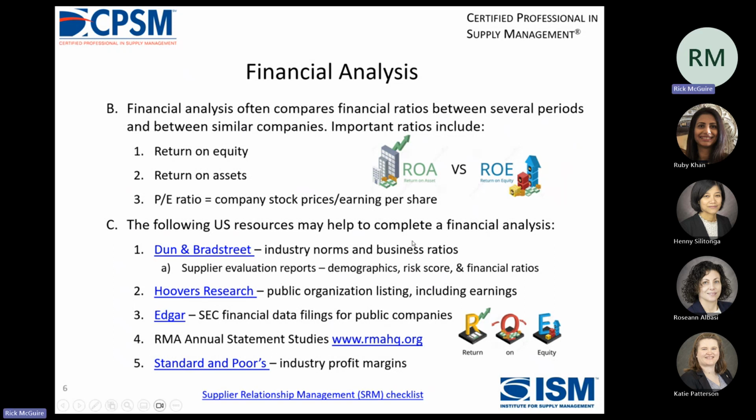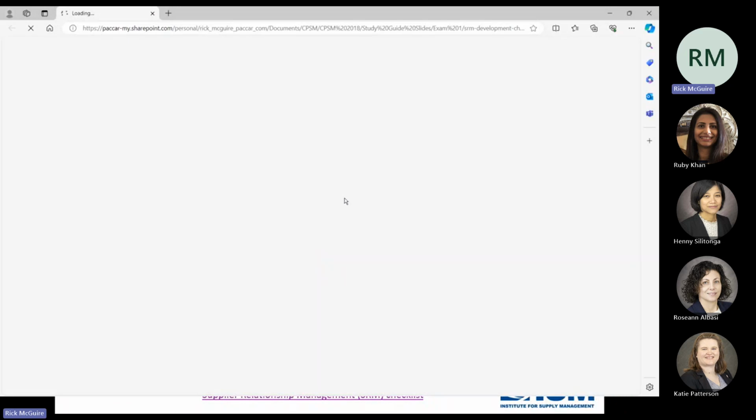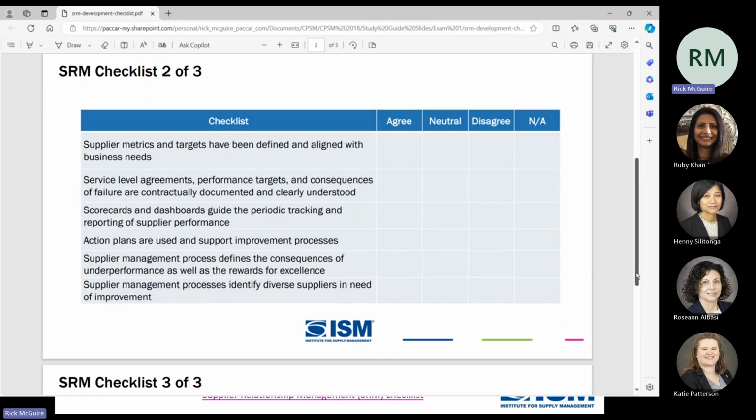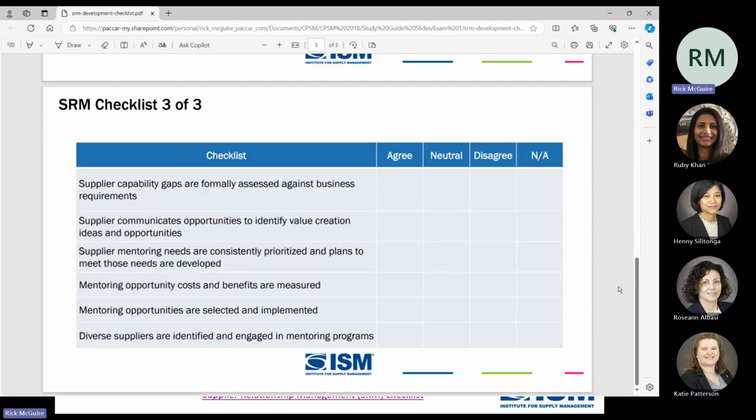And here's some financial resources that you can use. All of these companies collect financial data. EDGAR is the financial data where companies like PACCAR have to file their quarterly filings with the SEC, and EDGAR publishes those. And here's a little checklist. This is the ISM version. So, you know, it kind of gives you agree, neutral, disagree. I don't know how useful something like this is, but you can take a look at it if you're interested.